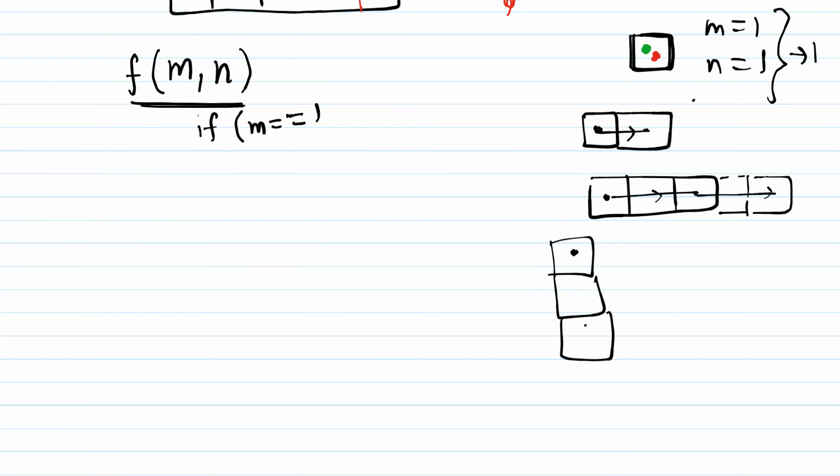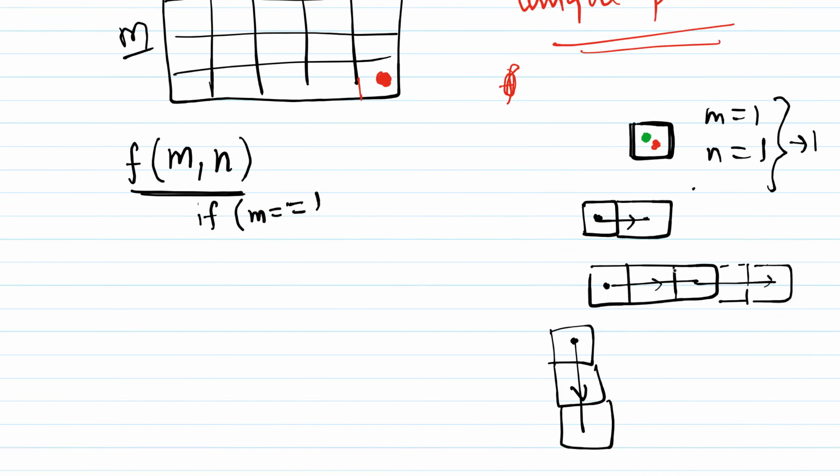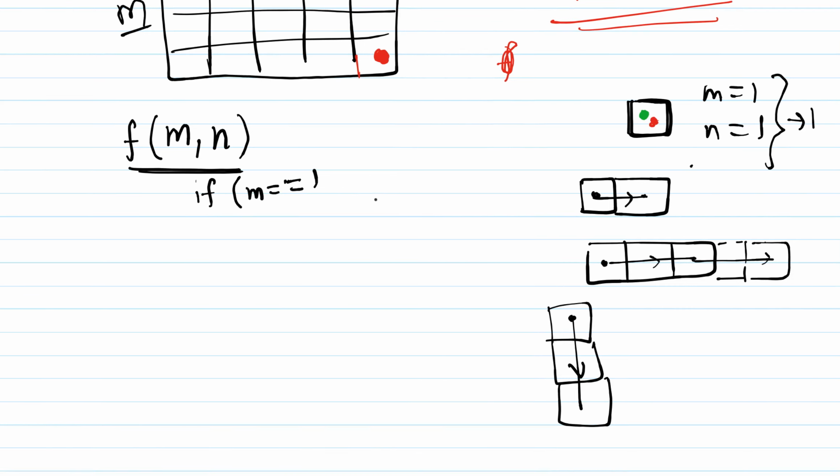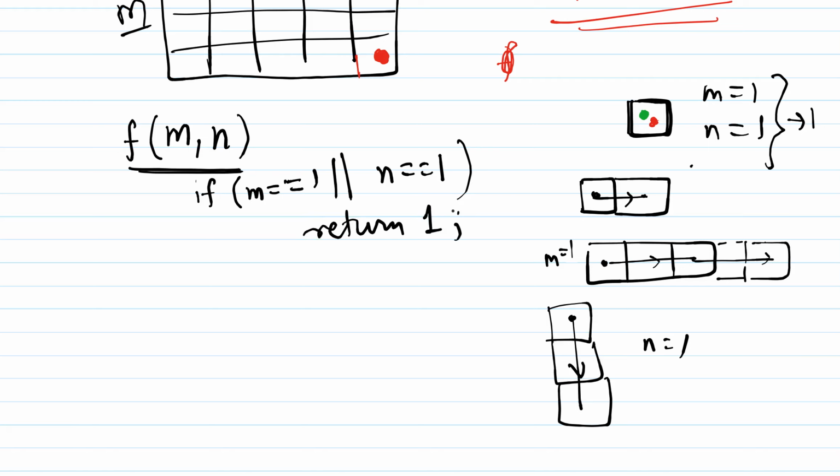If you have to reach from here to here, there is just one path. So if you try these few examples, try to visualize it with smaller values of m and n, you will find that if any of them is 1, in this case m is 1, in this case n is 1. So if m is 1 or n is 1, return 1. So the base case is done.